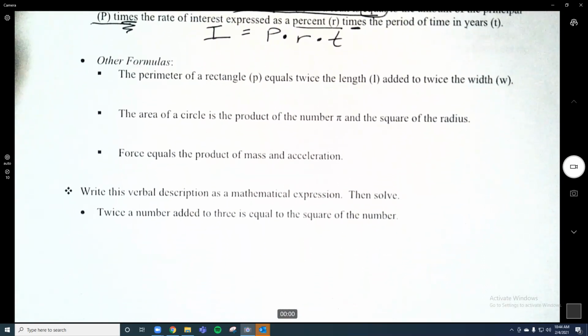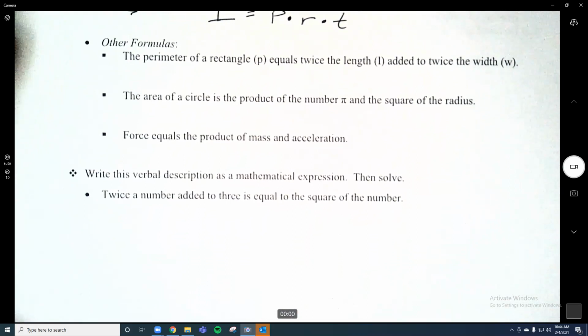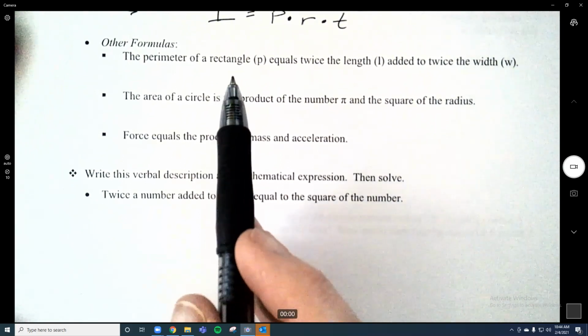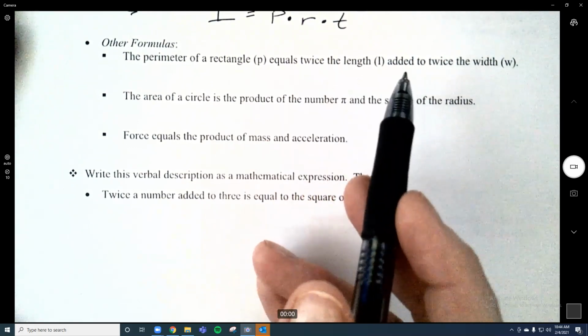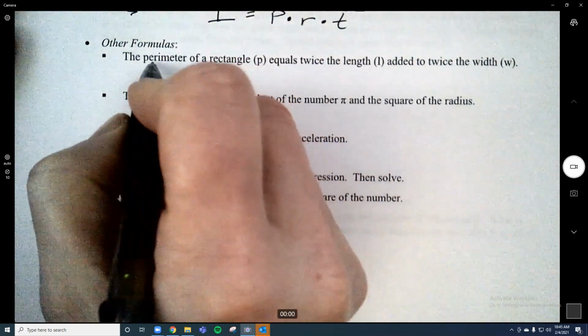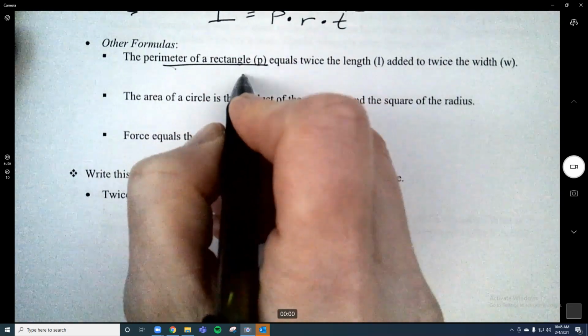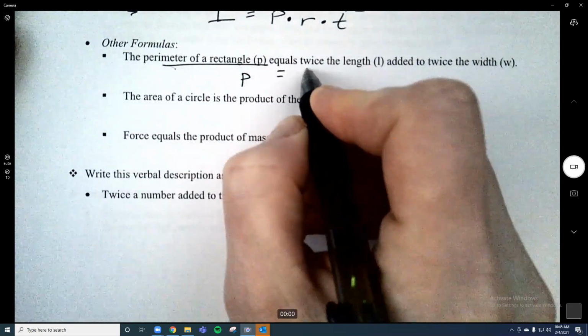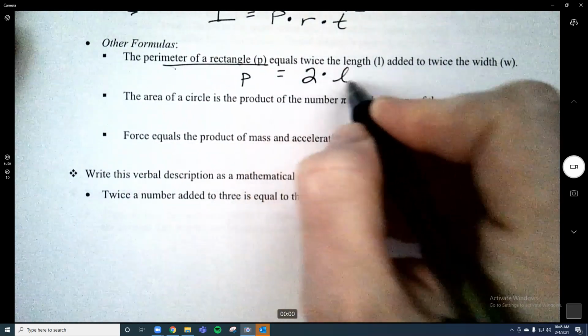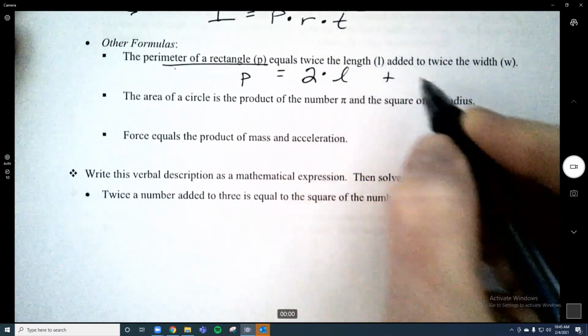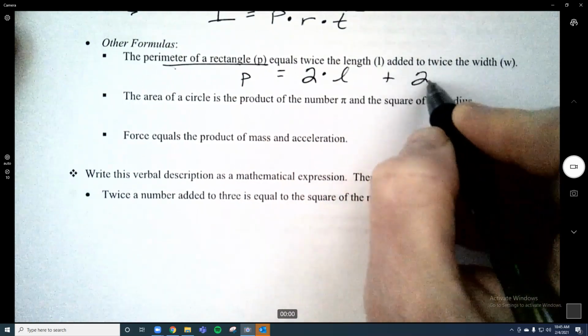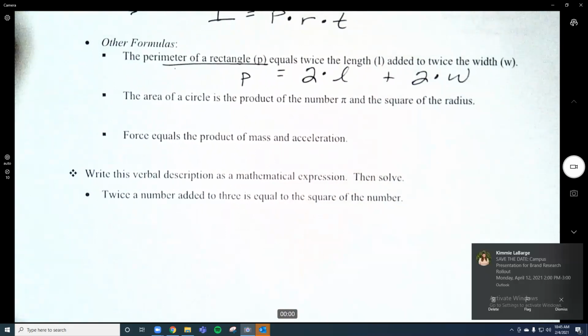Geometry offers a lot of formulas that we would also use. For example, perimeter. Perimeter of a rectangle is equal to twice the length added to twice the width. So we could say perimeter of a rectangle equals twice, which means 2 times the length, added to twice or 2 times the width.